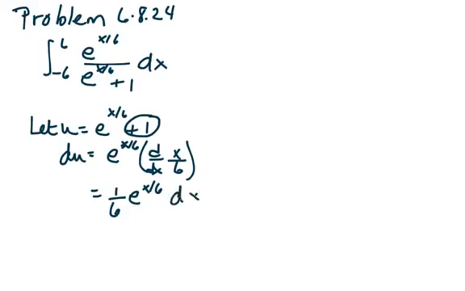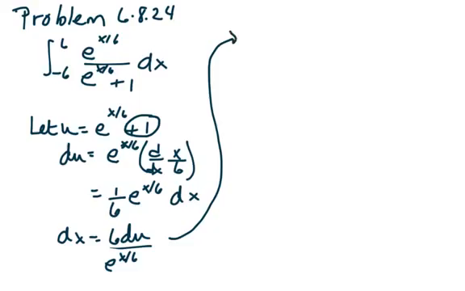So if we solve for dx here, we get dx is equal to 6 du over e to the x over 6. So let's make the substitution. I'm going to come up over here so we can continue this. Minus 6 to the 6th, and e to the x over 6 is not anything that we can substitute for.